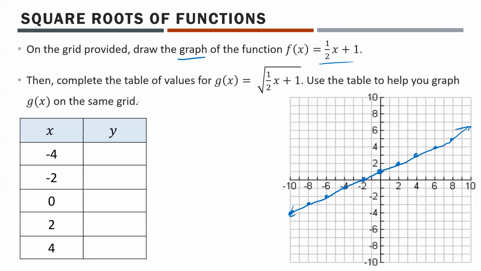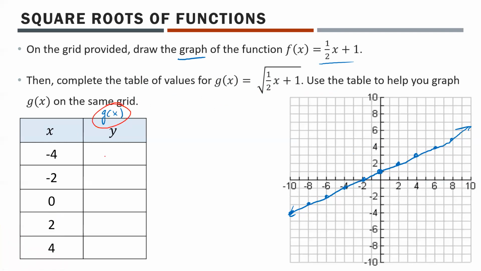Then it says complete the table of values for g of x equals the square root of all that. Use the table to help you graph g of x on the same grid. So what it wants us to do here is plug in all of these values of x into our g of x. So this is for g of x right here, right? Maybe I'll change color because we'll make this red.